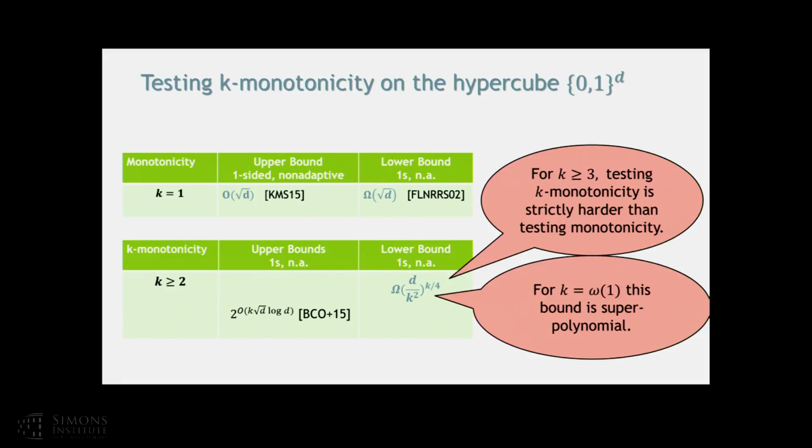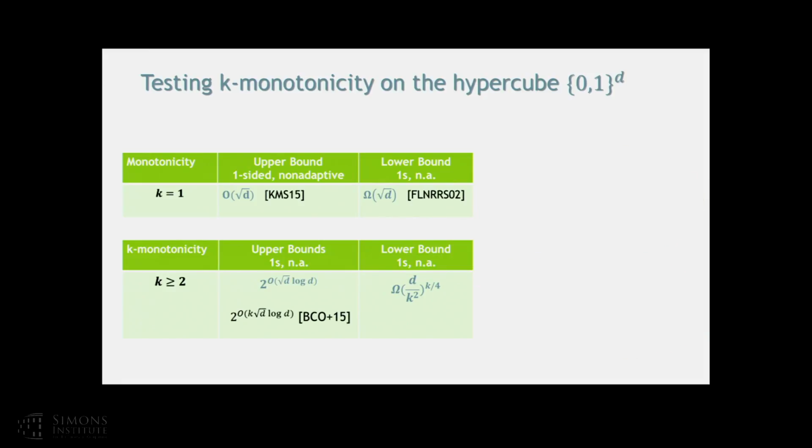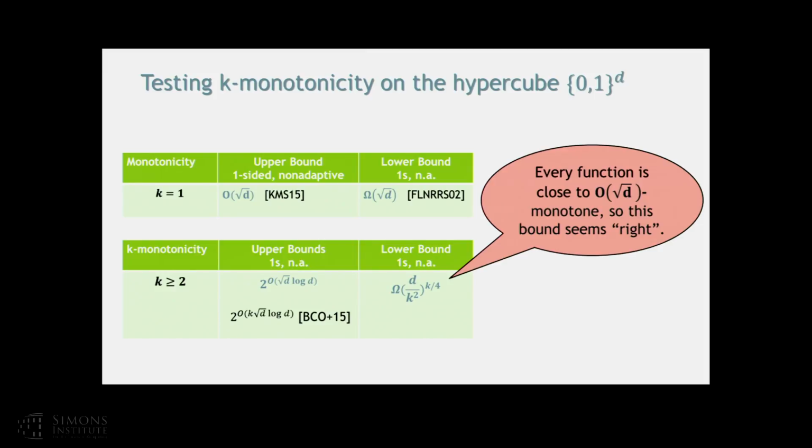So what do we actually get? This seems like the right thing, although we don't quite get what we would like. We get this thing over here, which is close maybe to what we would get if we just wanted to learn it and use previous results. This seems like kind of the right one, since every function is actually close to about root d monotone. So any lower bound that we get should degrade when k gets too close to root d, because then the answer is just yes, or you can actually do whatever you want. So this seems like kind of the right bound.